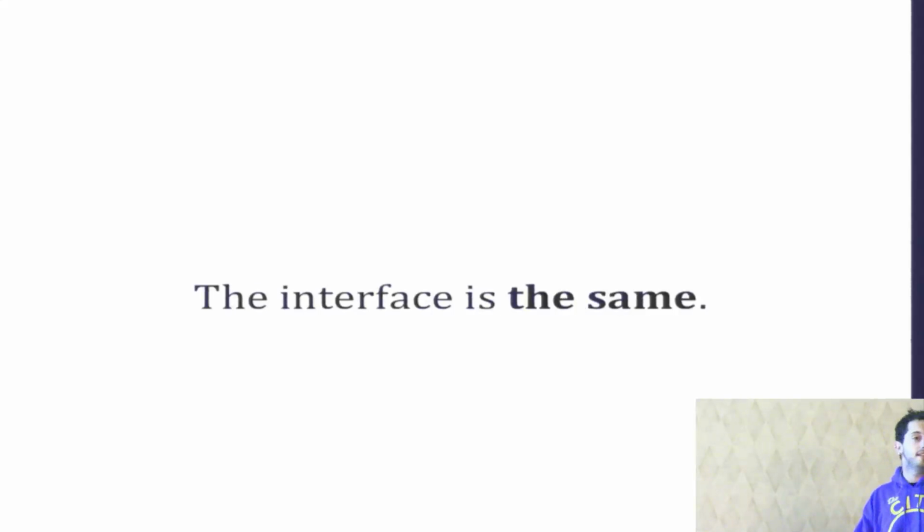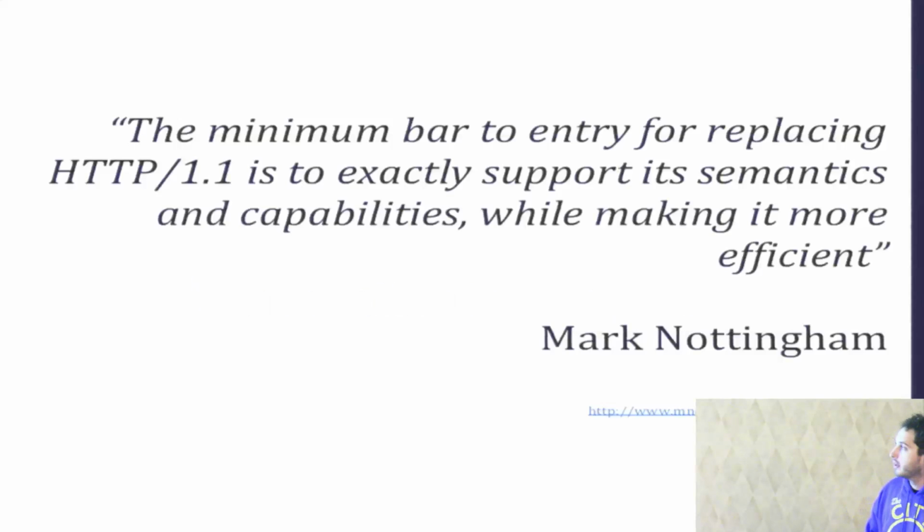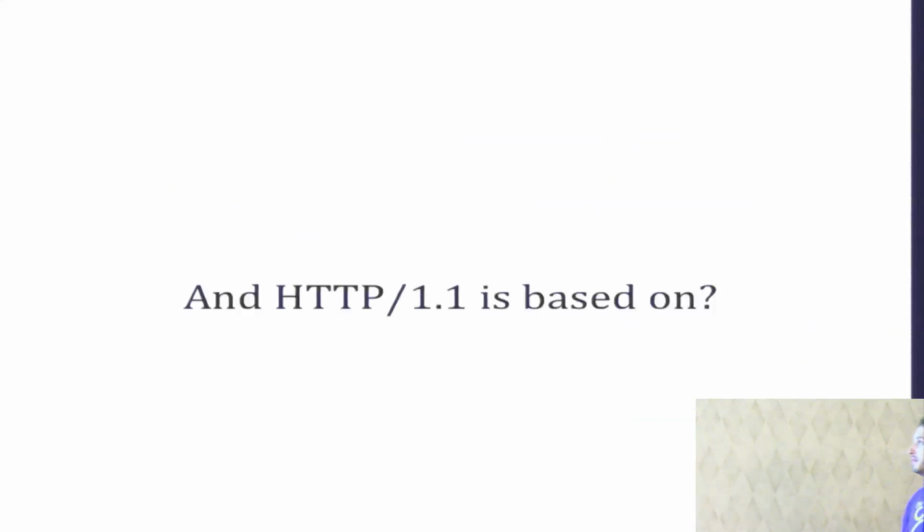The HTTP interface, the interface between clients and servers, will always be the same. In fact, what Nottingham said is that in order to replace HTTP 1.1, the minimum thing that you have to do is to actually include everything that it has, to replicate the semantics. You can't break it. Can you imagine that tomorrow we deploy a new version of the HTTP protocol that breaks the web? It's kind of scary. So here, backwards compatibility is very important.